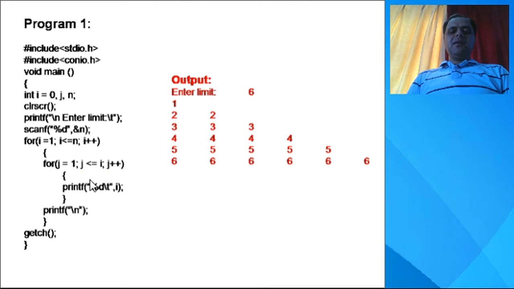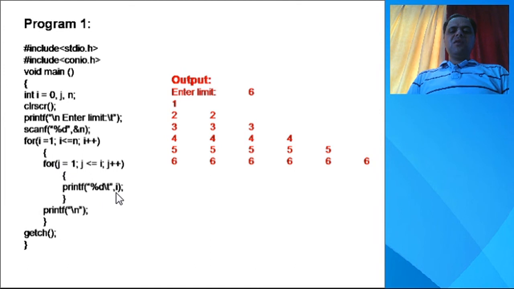Then j becomes 2. So this condition fails, as 2 is not less than or equal to 1. So again control goes to the outer loop. Now i becomes 2. 2 is less than or equal to 6. Yes, the condition is true, so control goes to the inner loop. j is 1, and 1 is less than or equal to 2.